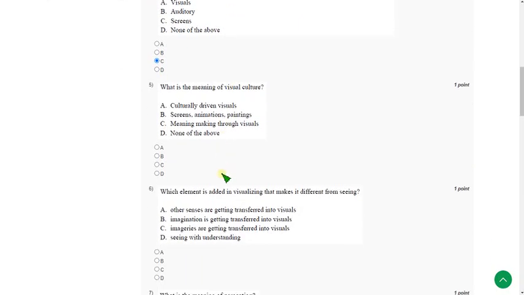And moving on to the fifth one. What is the meaning of visual culture? So the answer is option C. Meaning making through visuals. So option C is the answer. Moving on to the next one.